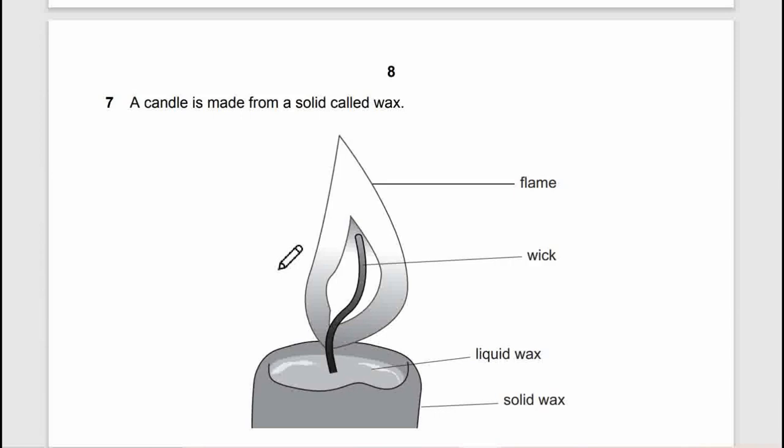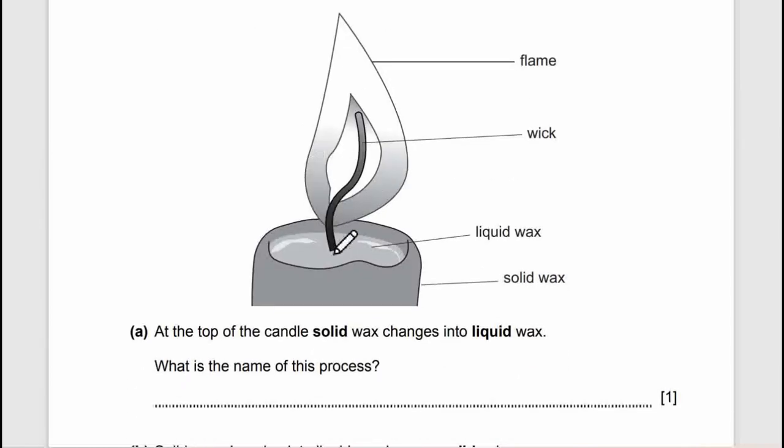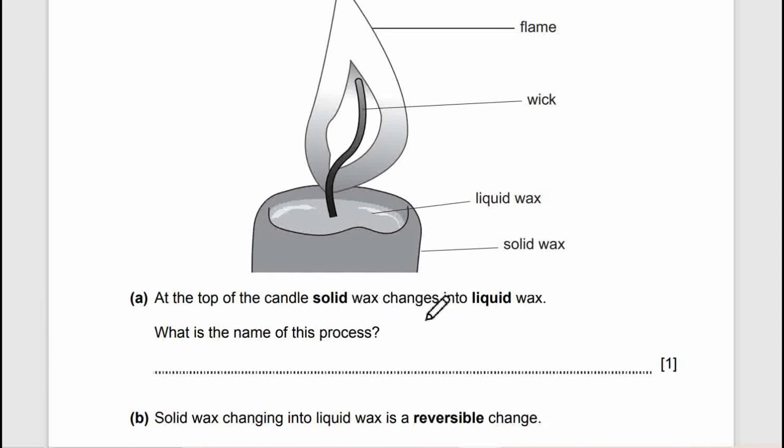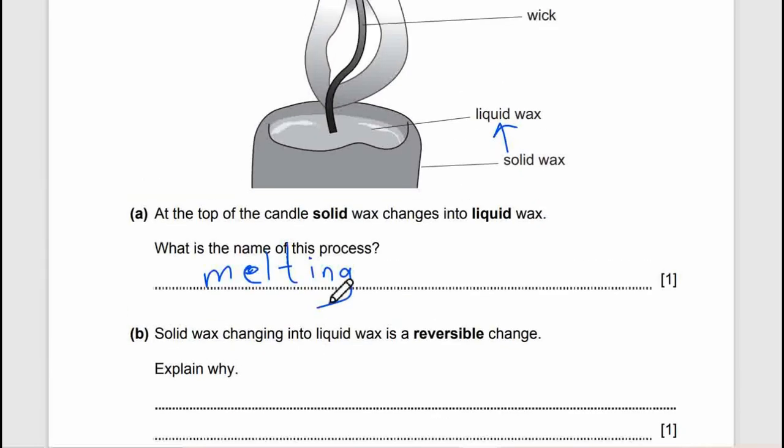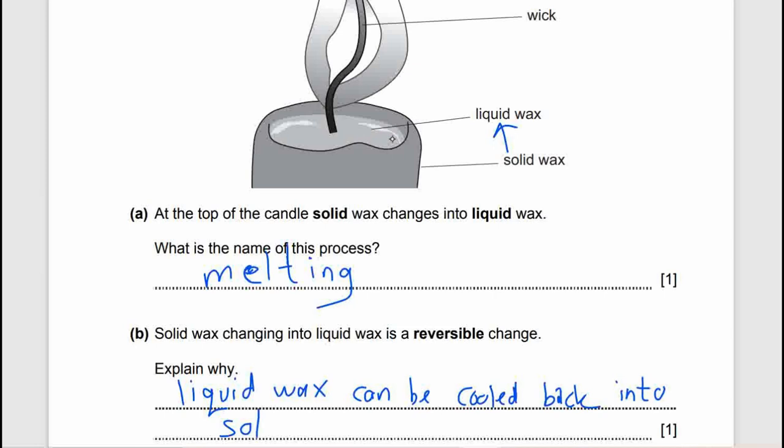Number 7. A candle is made from a wick, a liquid wax and solid wax. At the top of the candle, solid wax changes into liquid wax. What's the name of this process? From solid turning into liquid is called melting. Melting process. Solid wax changing into liquid wax is a reversible change. Explain why. Because the liquid wax will cool back into solid wax. So melting process is a reversible change.